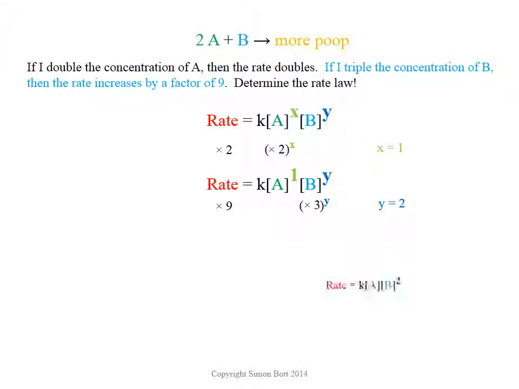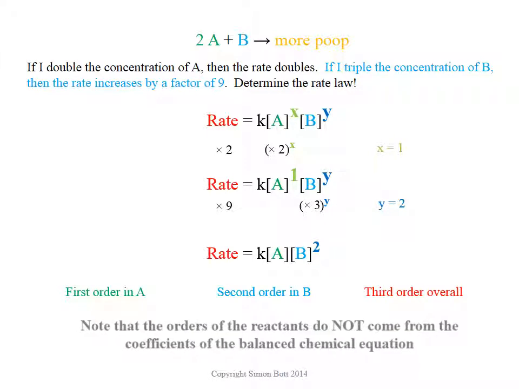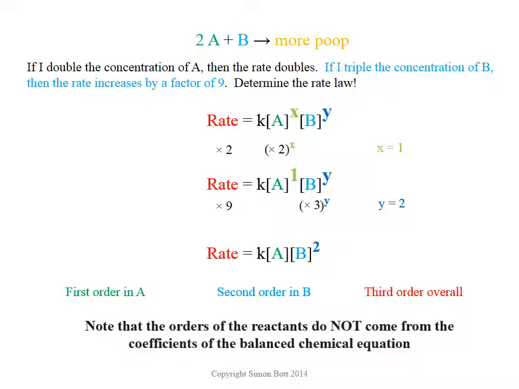So therefore, the rate law is rate equals k multiplied by the concentration of A to the power of 1 times the concentration of B squared. Again, to emphasize it, it's first order in A, second order in B, third order overall, and notice that the orders of the reactants do not come from the coefficients of the balanced equation. We'll see times when that's true, but you can't ever rely on it. Okay?